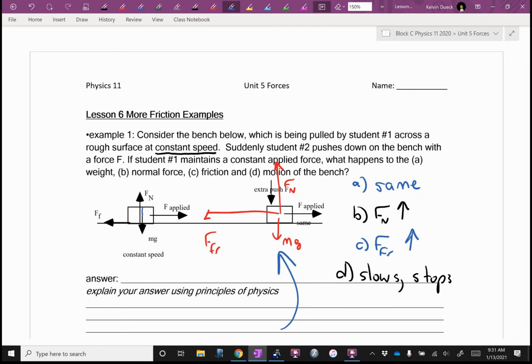So when does the normal force change, Donald? If there's an extra vertical force in the question. If you're pushing down, normal force gets bigger. If you're pushing up, normal force gets smaller.